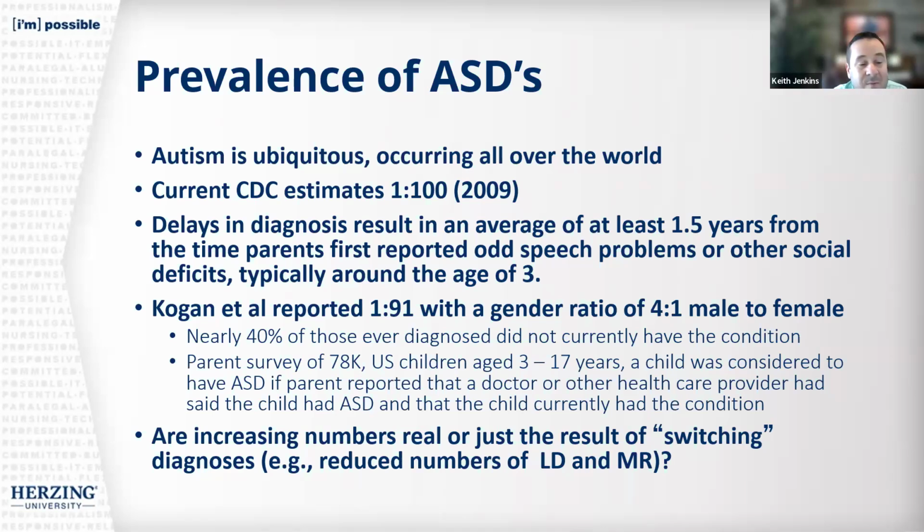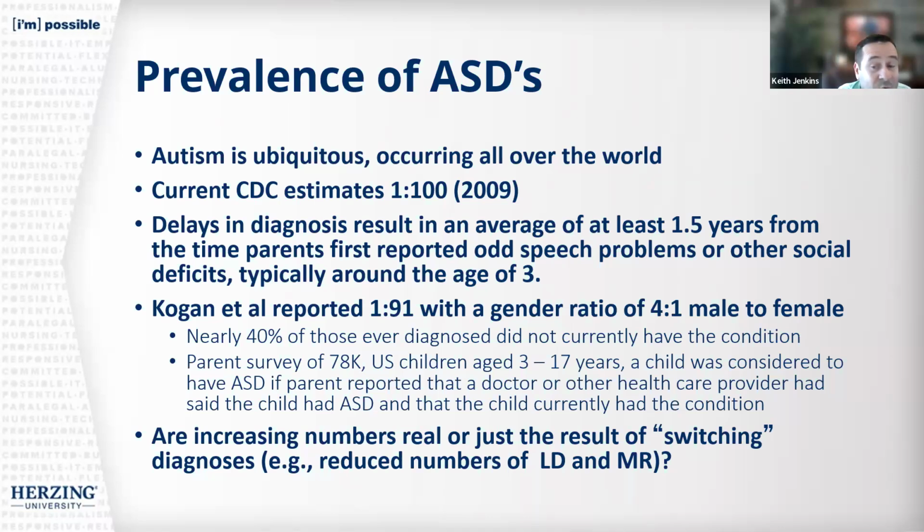We are seeing increasing numbers, slowly tweaking up, with autism spectrum disorders. And are these numbers real, or are they just the result of switching diagnoses? Well, the male to female ratio varies, but it's generally somewhere between 1 to 1 and up to 4 plus to 1. So it's definitely more common in males than females.